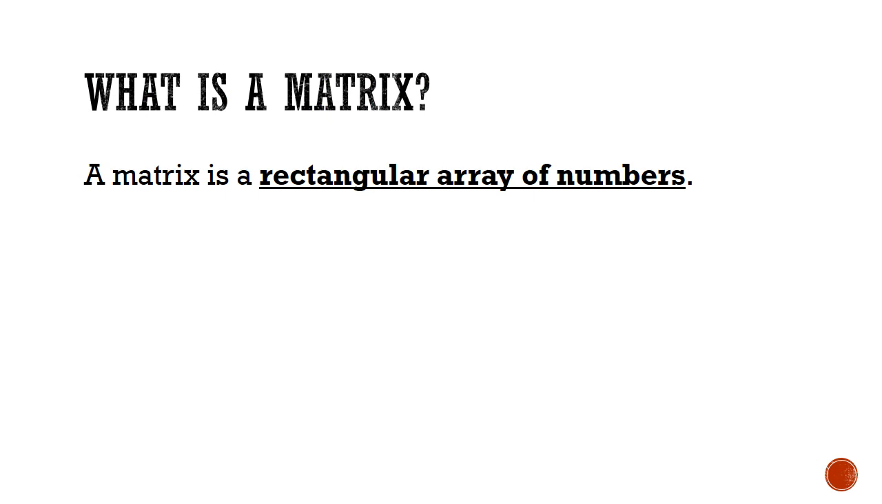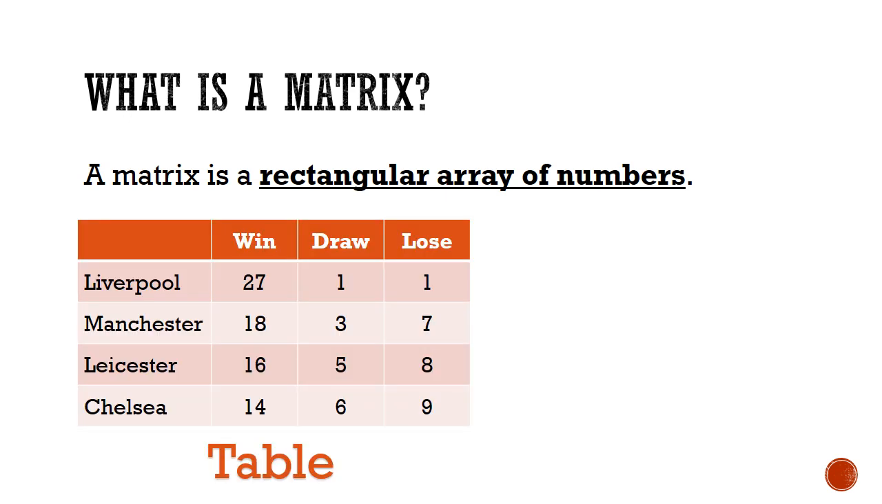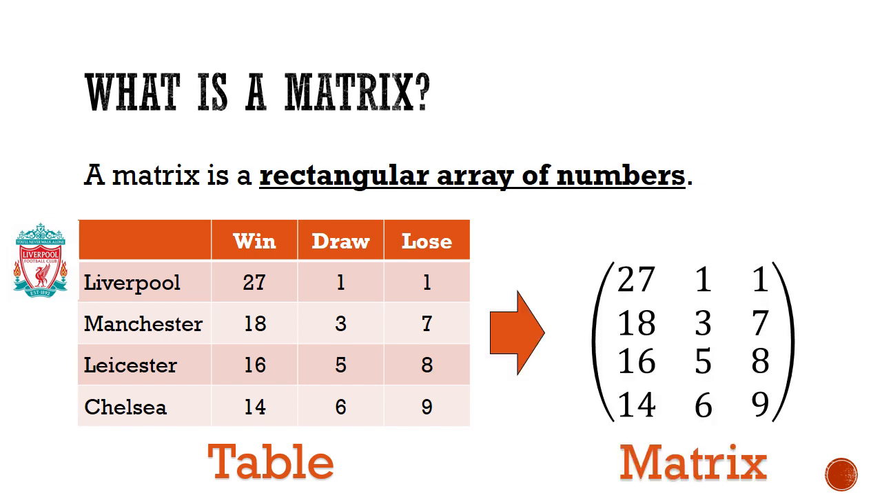In the basic level of math, a matrix is just a rectangular array of numbers. One useful application of matrices is that it stores numbers that you might normally find in a table form. Have a look at this Premier League table. Just before the league was suspended, Liverpool was on top of the tables with 27 wins, 1 draw and 1 lost. We can turn this table into a matrix. In a matrix, each of these numbers is called an entry.